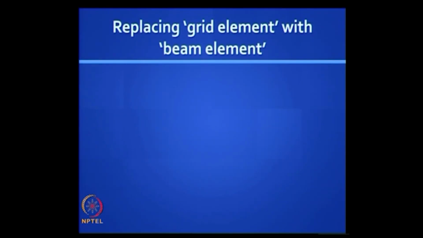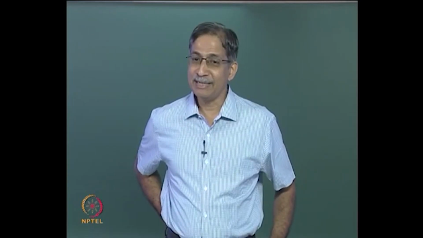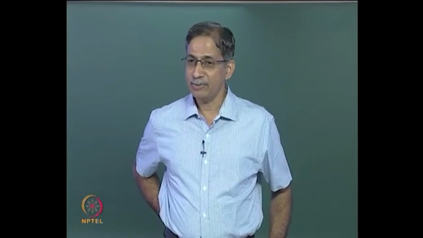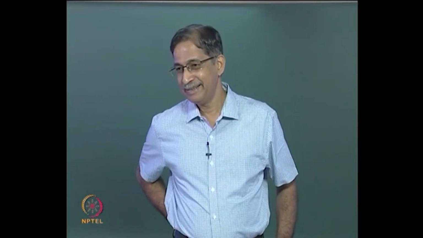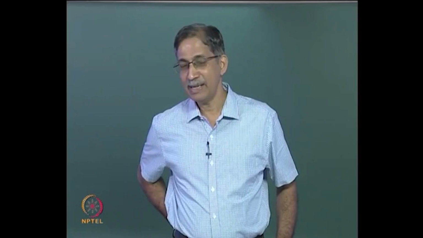Now it is not always that you need to apply grid elements in a grid problem. You can replace some of the grid elements with a simpler beam element. Can you tell me where you have these opportunities? When there is no torsion, when is there no torsion? When can you release torsional stiffnesses?